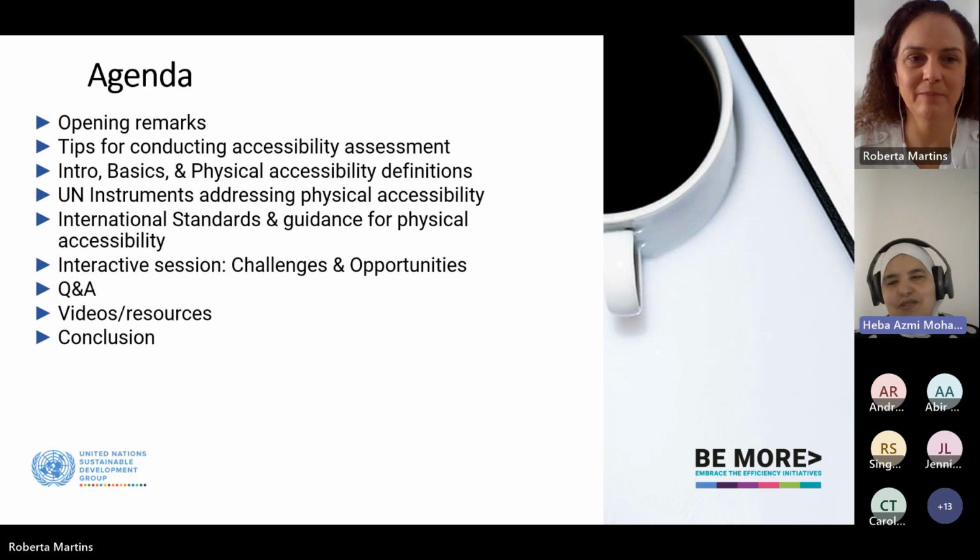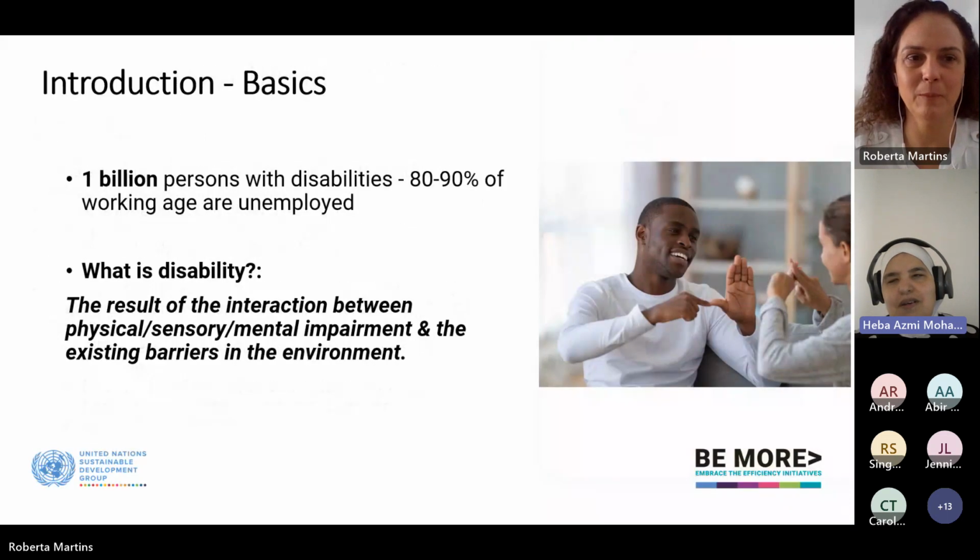Next slide, please. In the introduction, as you may know, there are 1 billion people with disabilities worldwide, 80 to 90% of whom are of working age, and unfortunately are facing higher rates of unemployment. Women with disabilities face even more challenges when it comes to employment when compared to men with disabilities. It's worth mentioning that disability, according to the CRPD, results from the interaction between physical, mental, or sensory impairments and the barriers that exist in the physical or digital environments. So if we manage to eliminate the barriers, then this will eliminate the disabling conditions that we might face.